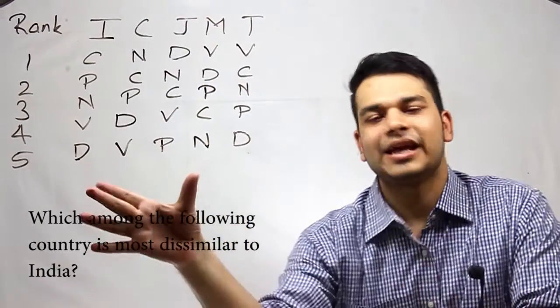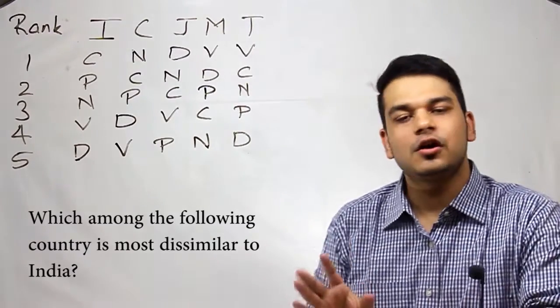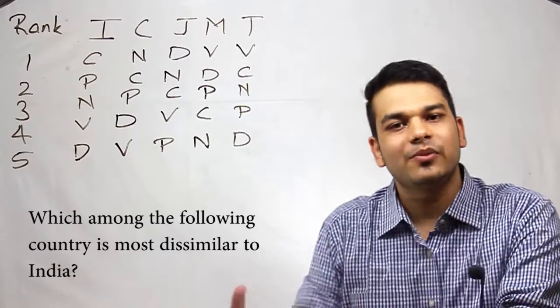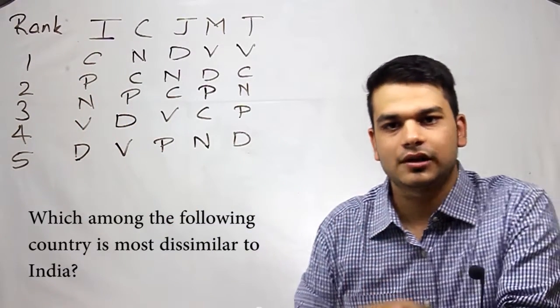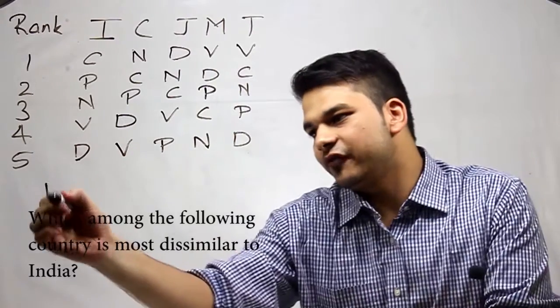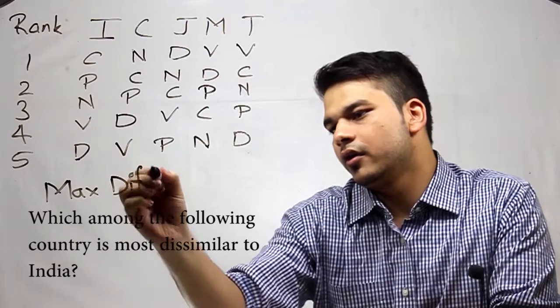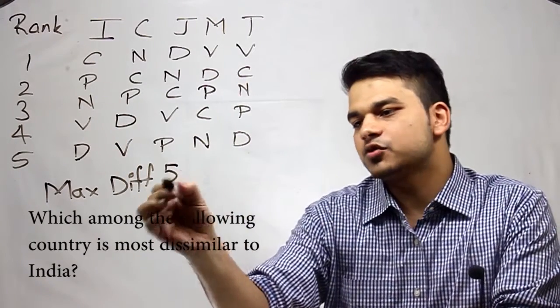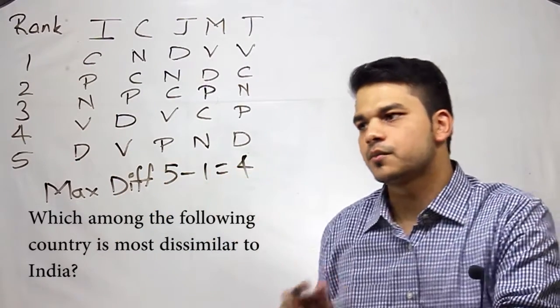So I have drawn the table which is given to us. It has also been stated that the level of dissimilarity between any two countries is the maximum difference between the ranks for the particular trait. Now the maximum difference of any two ranks will be 5 minus 1, as there are 5 ranks. So this will be 4.